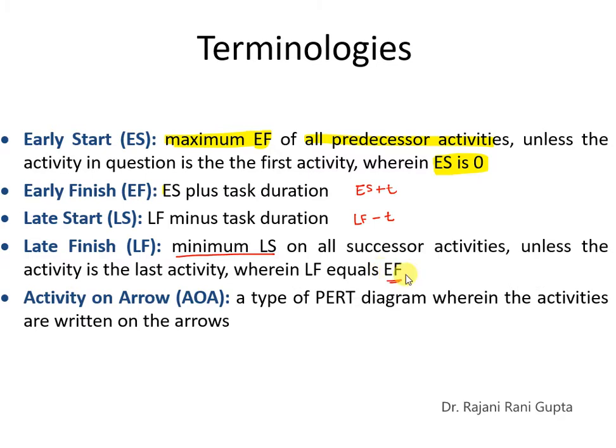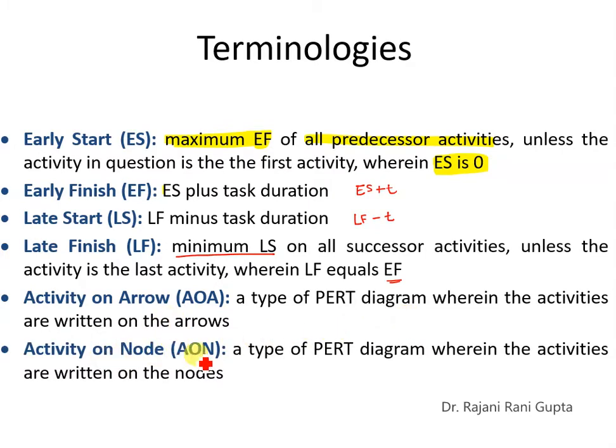Now there are two approaches to draw the network diagram of a PERT case. One is activity on arrow. It is a type of PERT diagram where activities are written on arrows. Then there is another approach, activity on node, where the activities are written on nodes. And we are going to follow the activity on node approach.